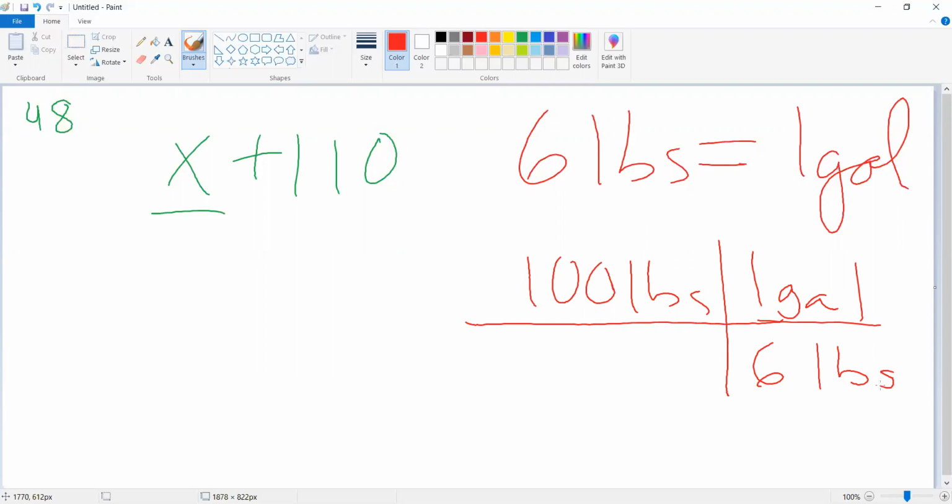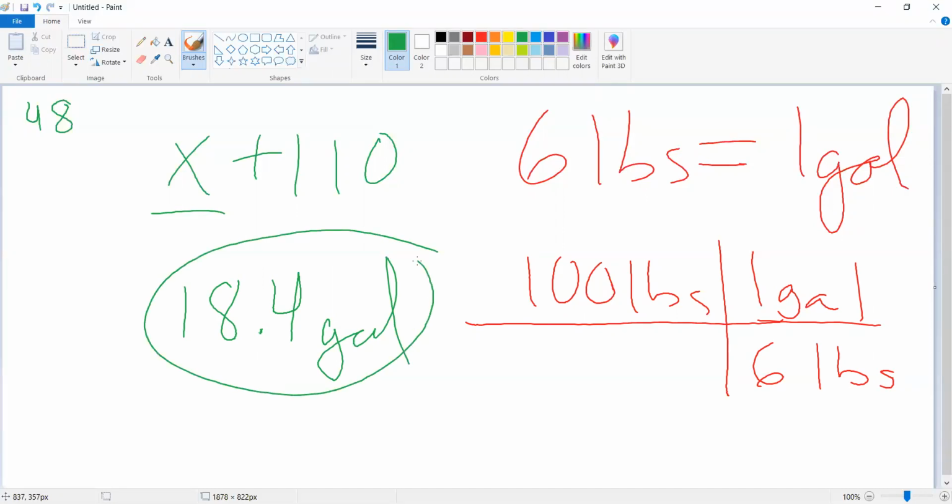So all we have to do is to divide. 6 goes into 100, after we do the math, 18.4 gallons. So if we remove 18.4 gallons, our plane should be at proper weight.